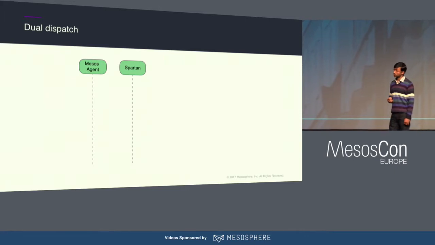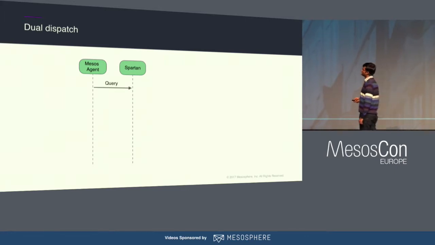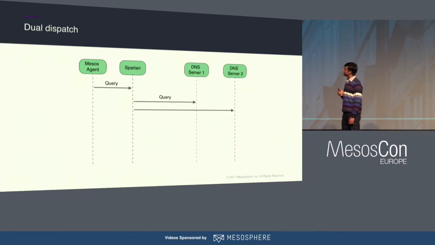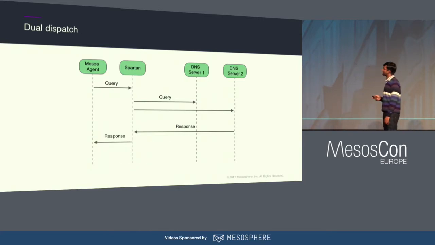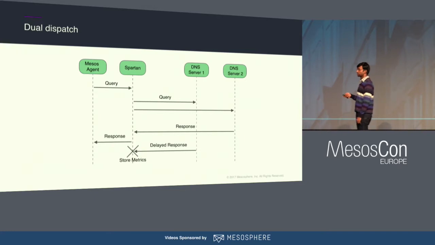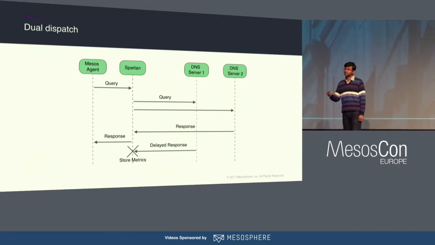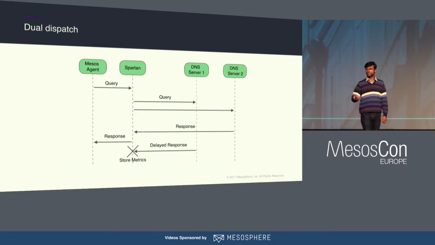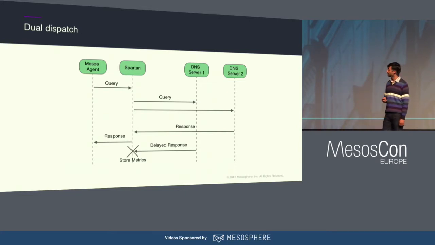The way dual dispatch works is when there's a query from any agent, Spartan intercepts that query, but it sends that query to two upstream name servers simultaneously. And whosoever responds first, it takes that response and sends it to the agent. And then it also stores the metric for the future. So it remembers which name server responded first, so that in the next query, it can choose that name server as compared to the slower one.